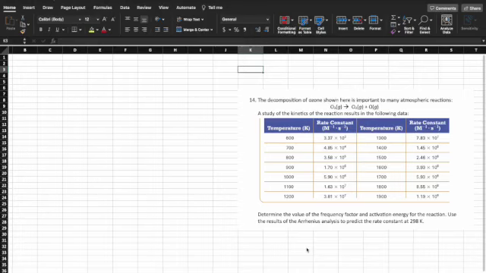So in this problem, what's given to us is the decomposition of ozone to oxygen and O. The data for this decomposition is given to us. We have the temperature increasing from 600 right up to 1900 in increments of 100 Kelvin, and the rate constant is given to us for this reaction. As you can see, the rate constant is changing as the temperature increases.